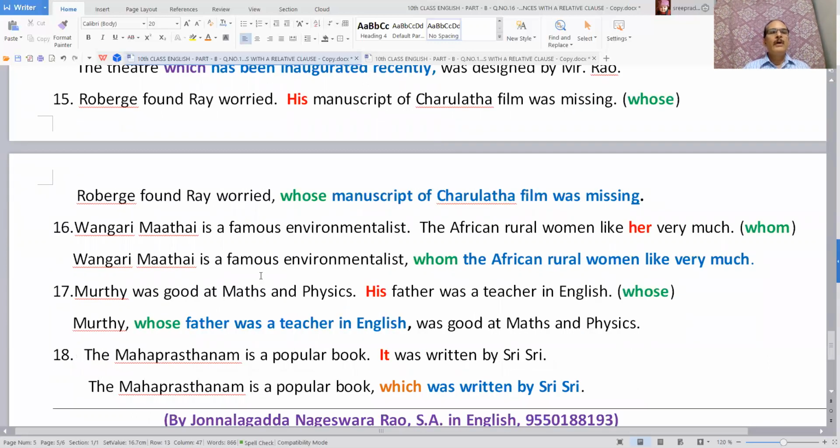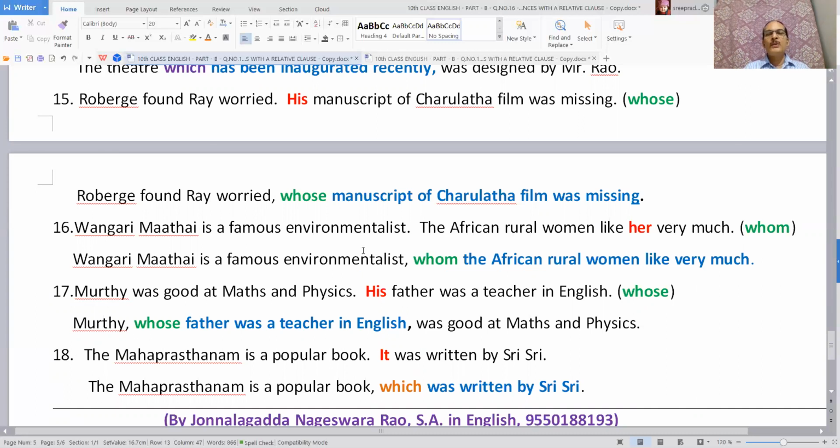16th one, Wangari Maathai is a famous environmentalist. The African rural women like her very much. So in the second sentence, her is there. This pronoun is in the objective case. When a pronoun is in the objective case, we have to use whom to refer to it. So in the first sentence, Wangari Maathai is the subject. In the second sentence, African rural women is the subject. So these two are different actually.